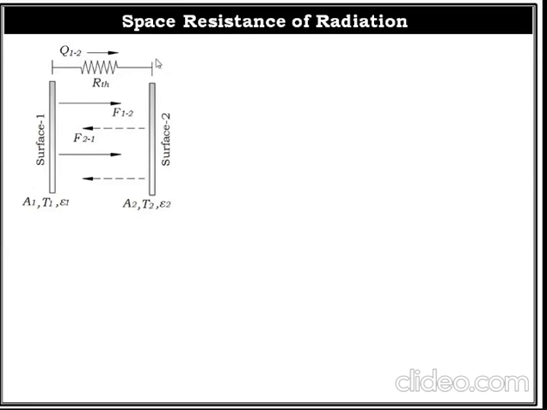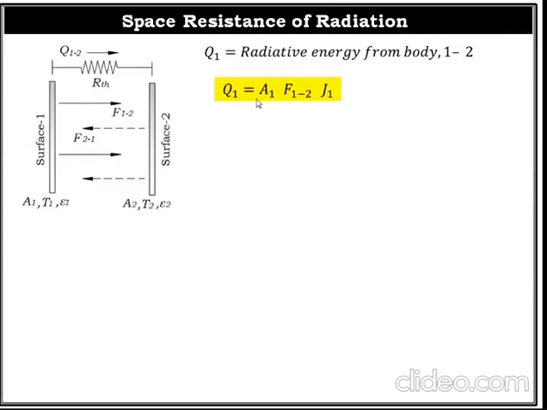So from this plate to this, and in between there is a resistance. This resistance will be a space resistance, the space through which this radiation is passing. So this is space resistance. Now Q1. Q1 is the amount of radiative energy from body 1 moving to body 2. So Q1 can be calculated as area A1, shape factor F12 and radiosity, because it is leaving radiation.